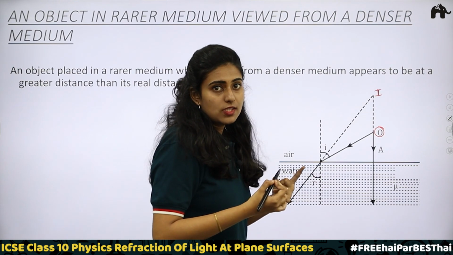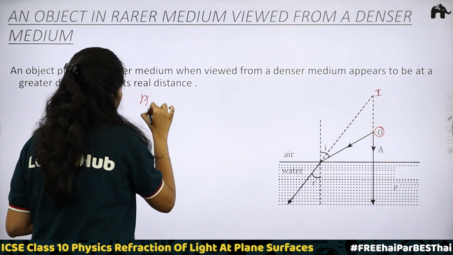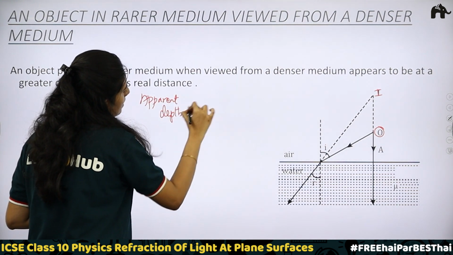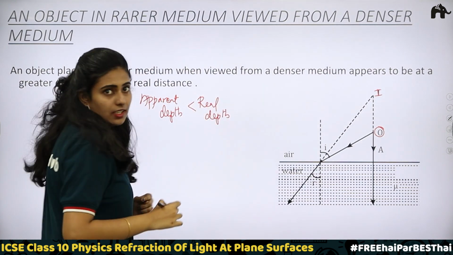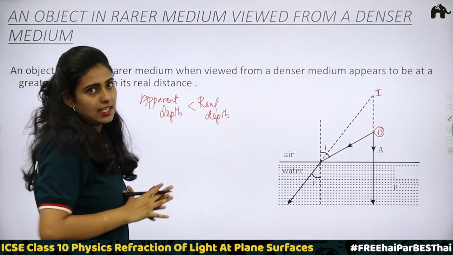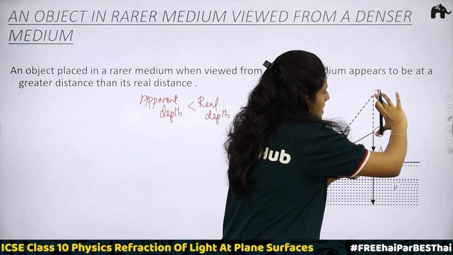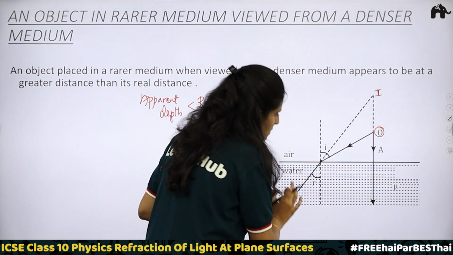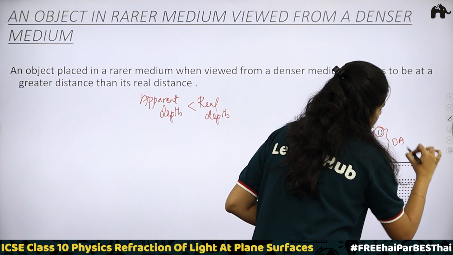In the previous case, what was happening? The distance was decreasing. We know that apparent depth is always less than the real depth. The object was appearing at a height above the real depth. Now, in this case, what is happening? This distance is increasing. Let's say OA is a person standing.